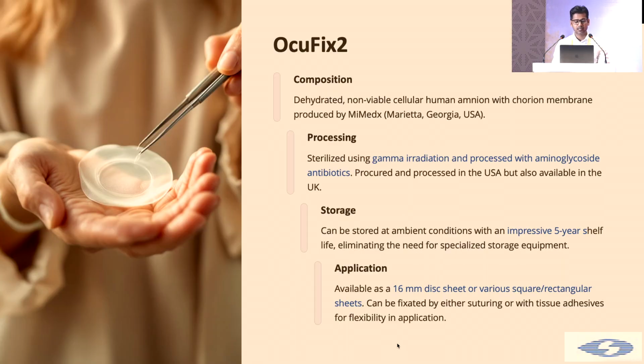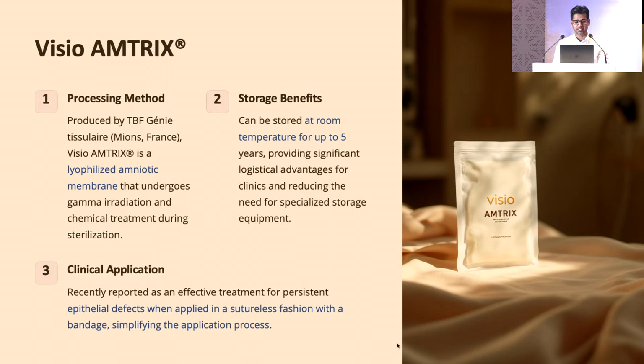Ocufix 2 is a gamma-irradiated and processed amniotic membrane. It can be stored for an impressive 5-year shelf life, and it's available as a 16 mm disc sheet or various square or rectangular sheets.